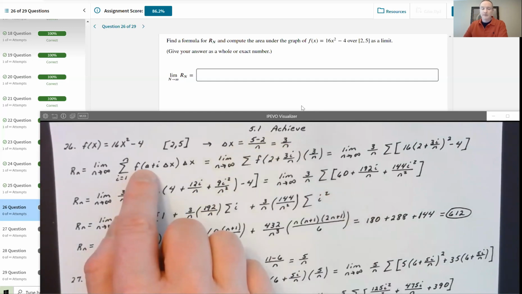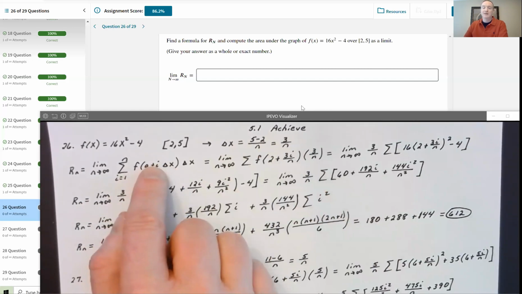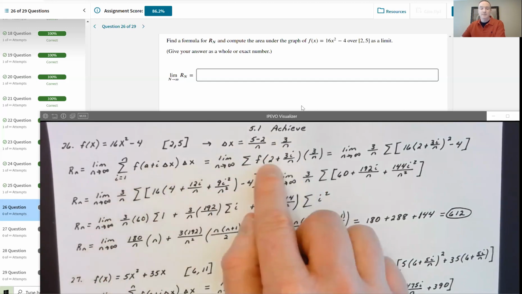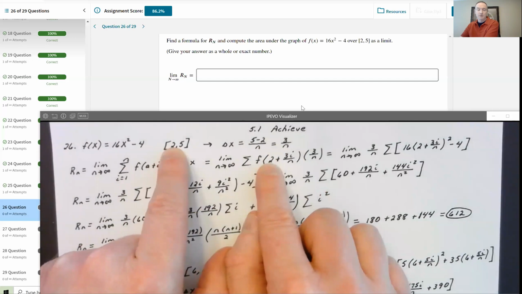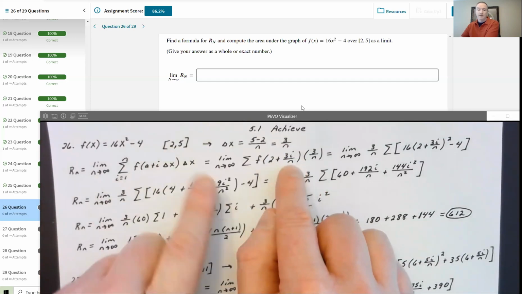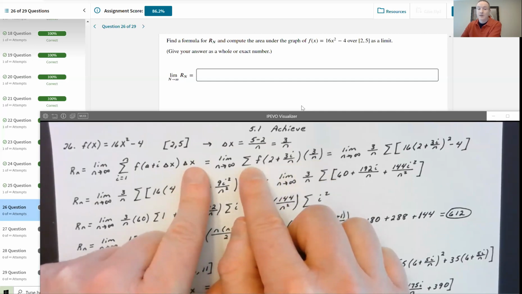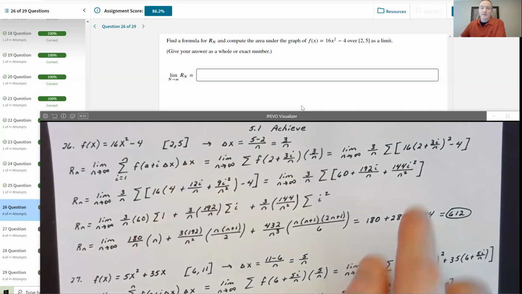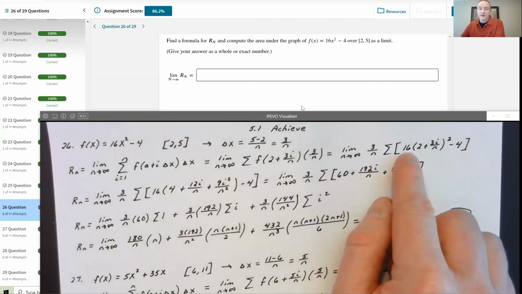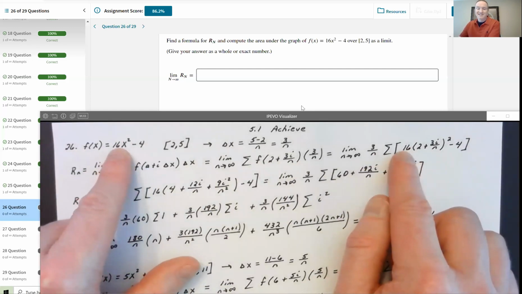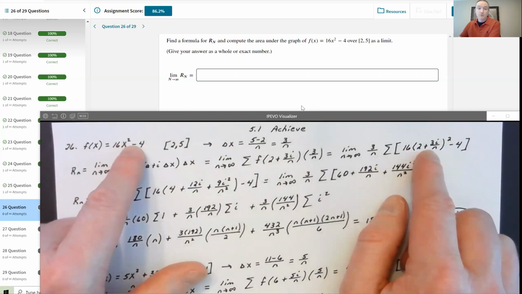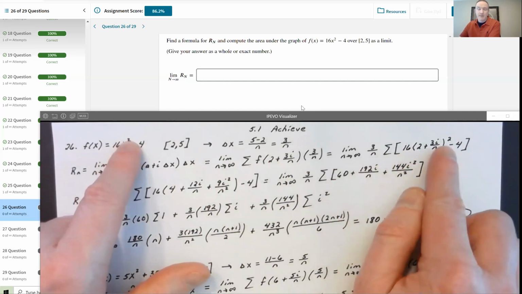My basic formula says, well, it has to be f of the beginning point plus i times the change in x, becomes, in this case, f of the beginning point 2 plus 3i over n times delta x of 3 over n, all inside of this infinite summation. In this step, I go ahead and I pull the 3 over n out in front. And then after I pull that 3 over n out in front, I'll say, well, what is f of 2 plus 3i over n? Well, it becomes 16 times the group, 2 plus 3i over n squared minus 4.